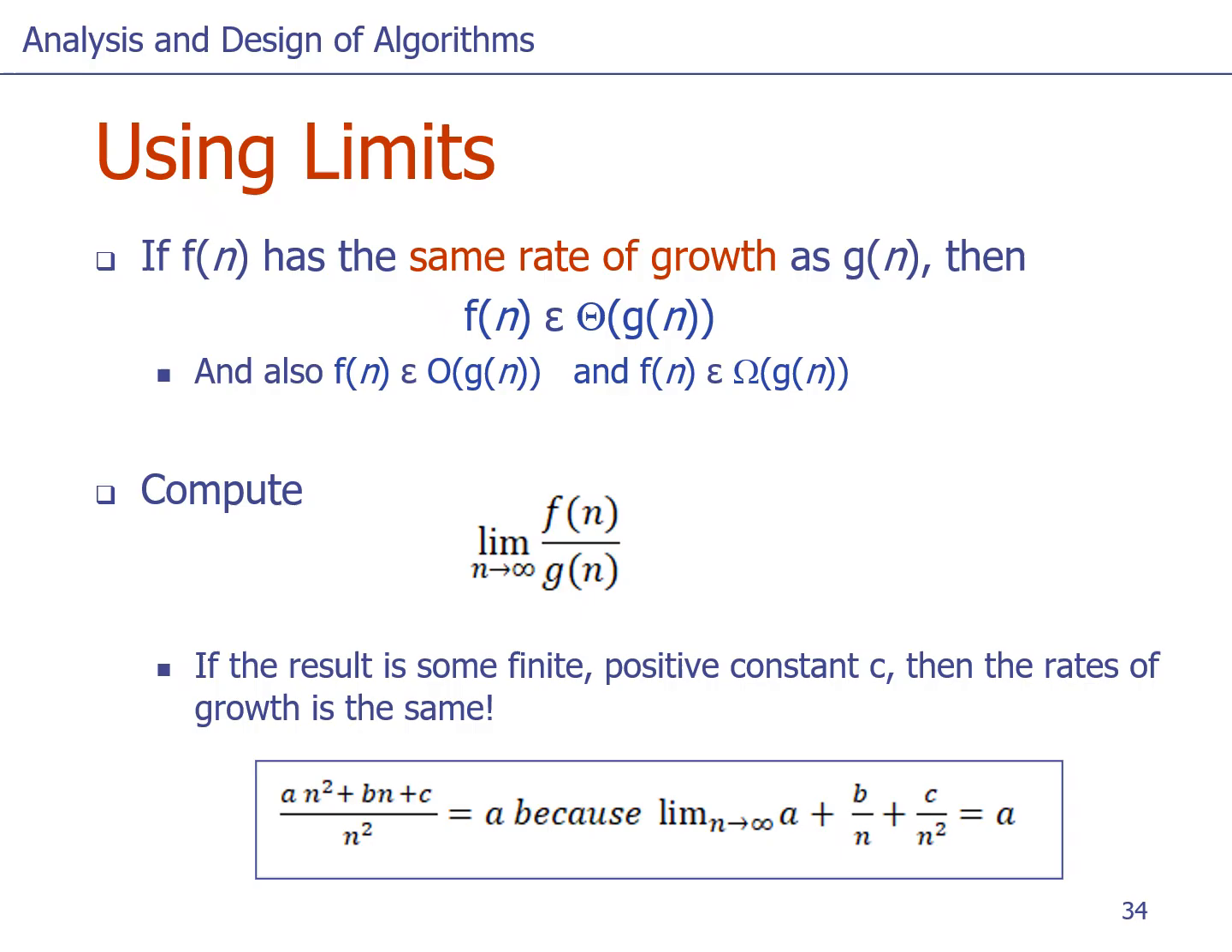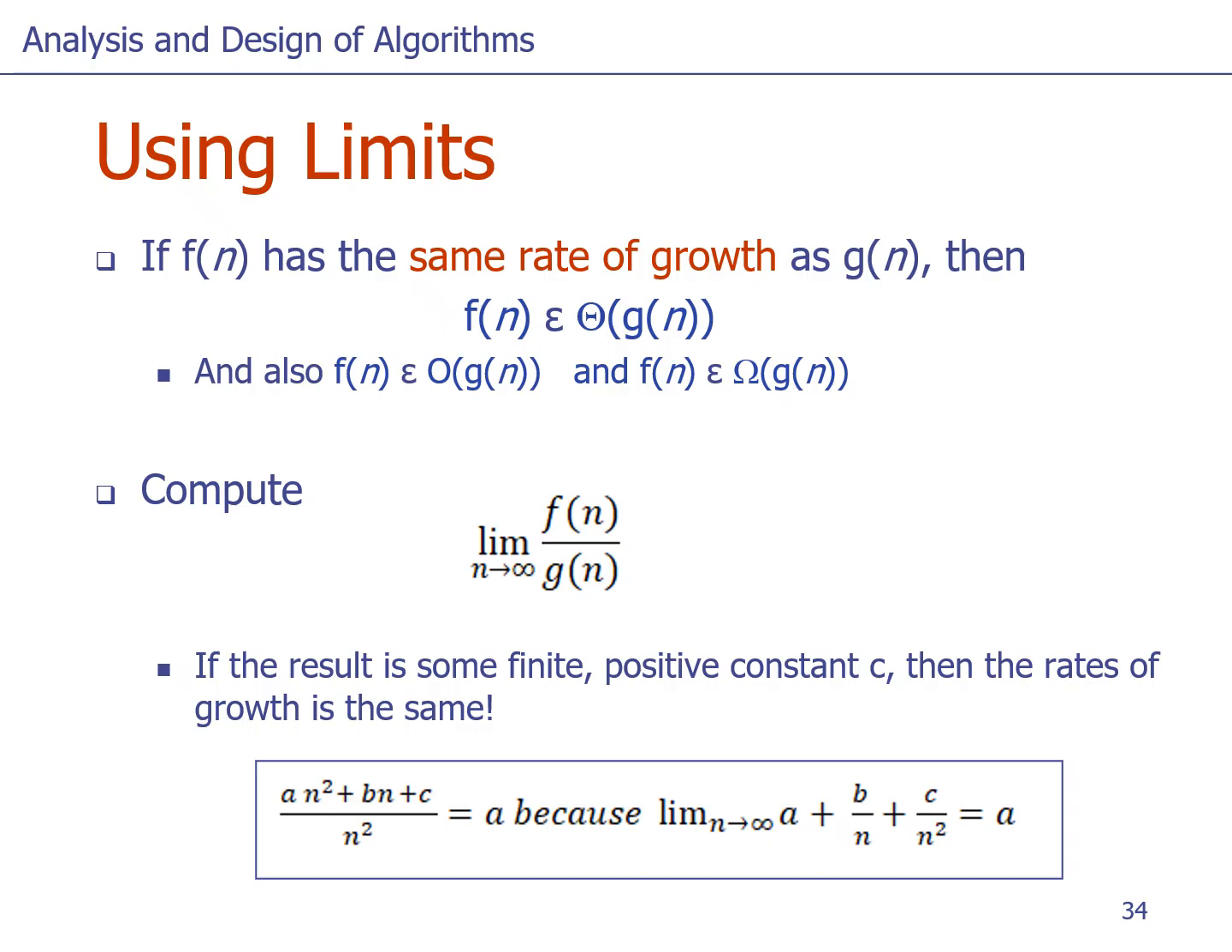Now the third technique to find the c and the n naught is to use limits. Here we have three cases for the three variations we could encounter: f of n being in theta of g of n, f of n being in O of g of n, and f of n being in omega of g of n. So let's look first at f of n being in theta of g of n. If it's in theta of g of n, that means it's in O of g of n and it's in omega of g of n.